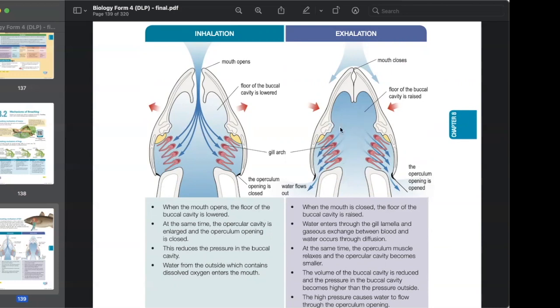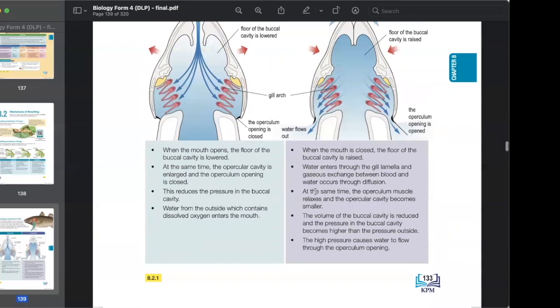Sebab water pressure sini lebih besar daripada luar kan. So what will happen is that the water pressure will push the water to get out. Melalui apa? Melalui operculum. Boleh faham? So kat sini kita tahu the gaseous exchange will happen, right? Kat sini ada carbon dioxide je lah. Air yang mengandungi karbon dioksida, kiri dan juga kanan. Itu sahaja. Tengok. The high water pressure causes the water to flow through the operculum opening. Boleh faham?